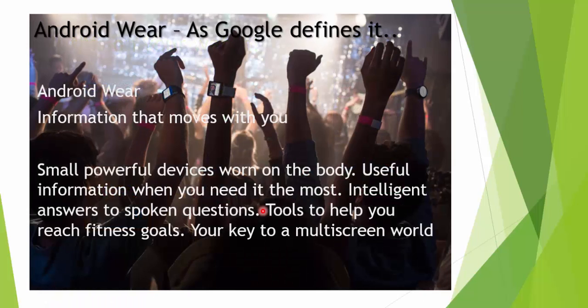This is how Google defines Android Wear. Google says Android Wear is about information that moves with you. These are small, powerful devices worn on the body, useful information when you need it the most. Intelligent answers to spoken questions. Like I said, you say OK Google and say whatever you want and it happens. Tools to help you reach fitness goals. This is another kind of Android Wear, which are like bands which you wear on your hand while you are undergoing your fitness training. They can monitor your heart rate, monitor your blood pressure, monitor the steps that you have taken. That is why Google says that these are tools to help you reach fitness goals. And this is your key to a multi-screen world. You will understand all these things in this course as we go along the way developing apps of various kinds which are related to what I am telling you as of now.